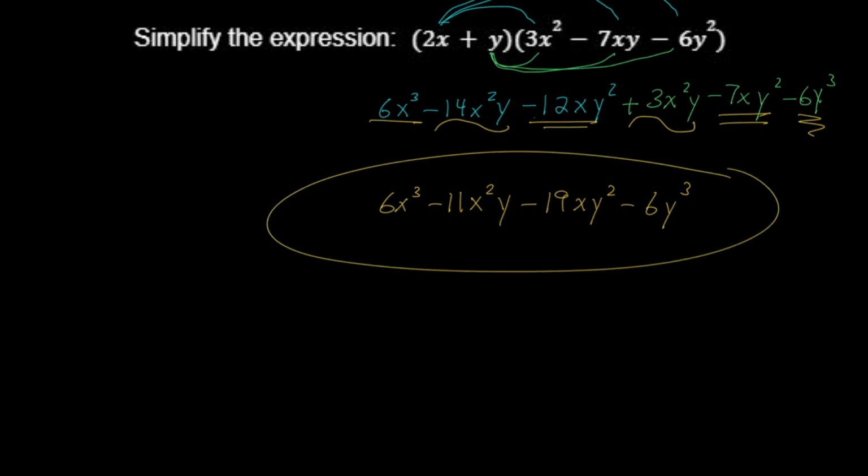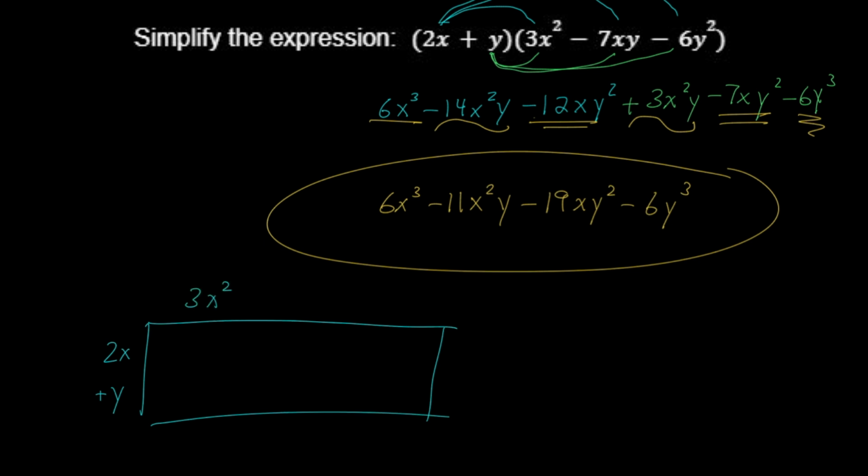Just before going on, I know some people like to use the box method for distributing. You can do that here as well. Here would be the initial setup. You would set it up with one of the terms on the side, for example, 2x plus the y on the side, and then the trinomial along the top, 3x squared minus 7xy, and then minus 6y squared. Give a column for each term and a row for each term, and that would be the setup if you're doing the box method. It works very similar, and you still get the same result, just maybe in a different order, depending on how you pulled it out of the box.